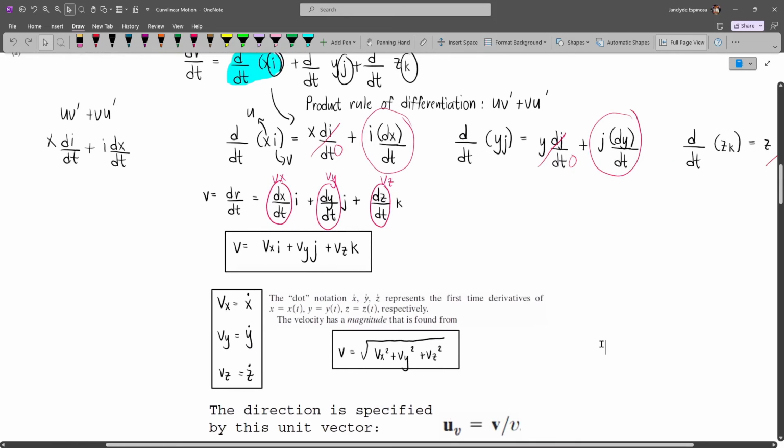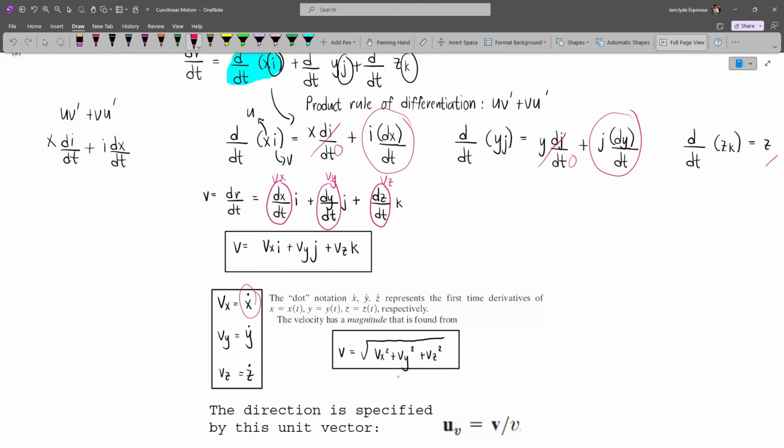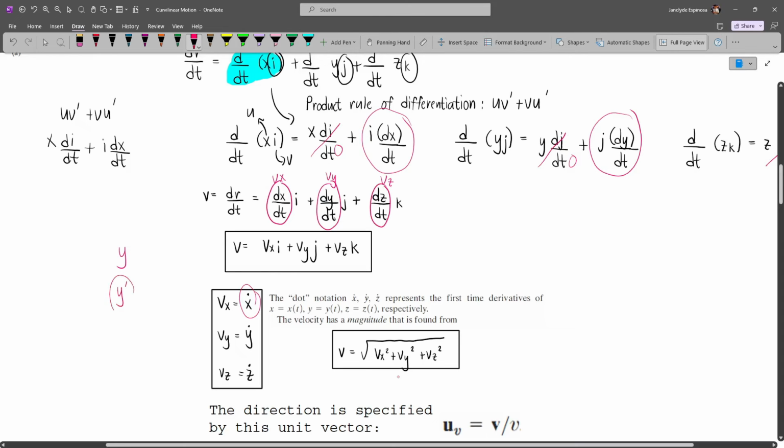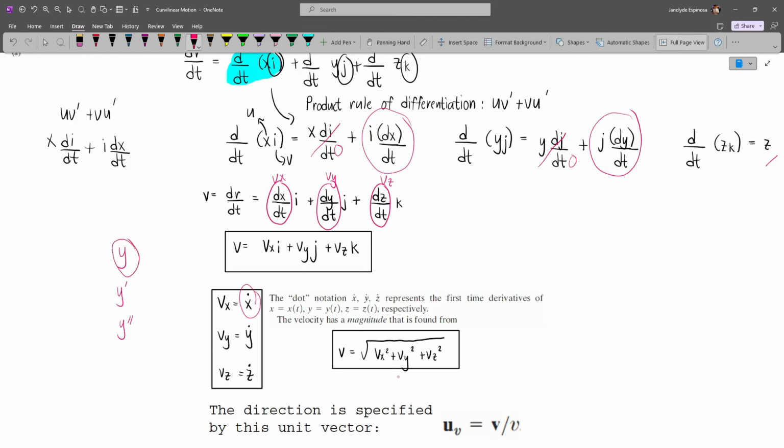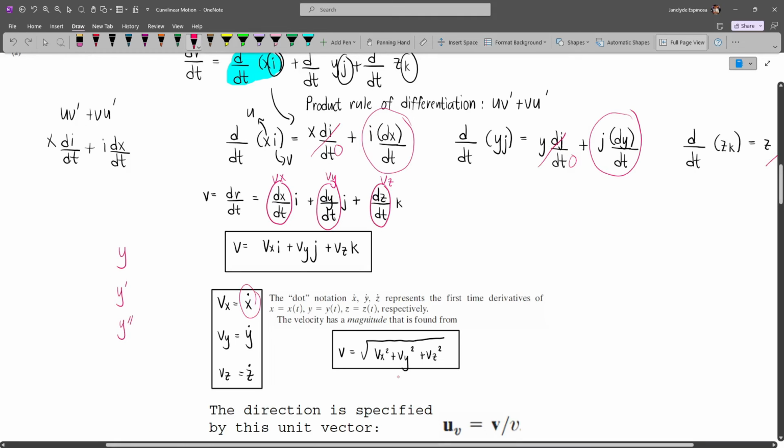Now if we use the dot notation, we now have this. Vx is equal to x dot, Vy is equal to y dot, and then Vz is equal to z dot. Now what this means is Vx is the first time derivative of x, which is a function of time. You may relate this to our notations of derivatives. Recall that if we have a function y, if we differentiate this, we have y prime. And then if we differentiate y prime, we have y double prime. So you may treat the original function as y, and since this is y prime, in vectors, this will become a dot notation. So we have one dot because we only differentiated once.